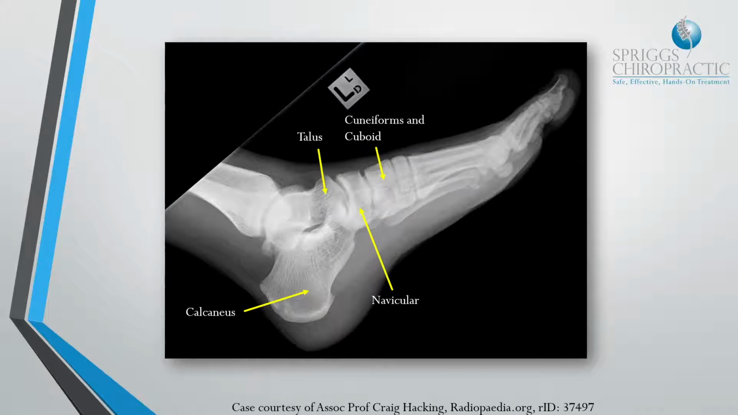Then we've got the cuneiforms and the cuboid, which are all obviously superimposed on top of each other in this projection. So you're not really going to be able to isolate which bone is which, unless you have a substantial dislocation of one of those bones, at which point you may well be able to identify it through its shape. And then of course we've got the metatarsals and then the phalanges at the end.